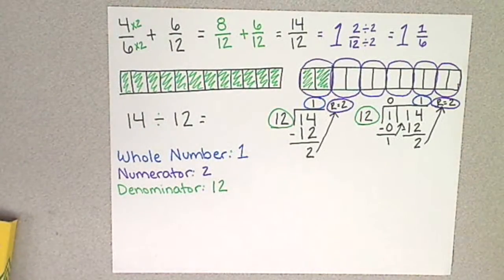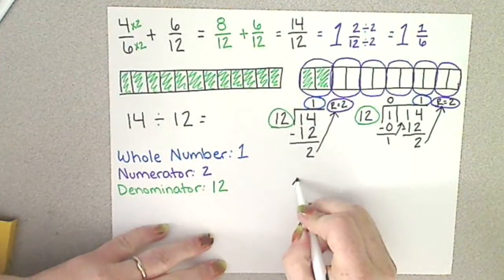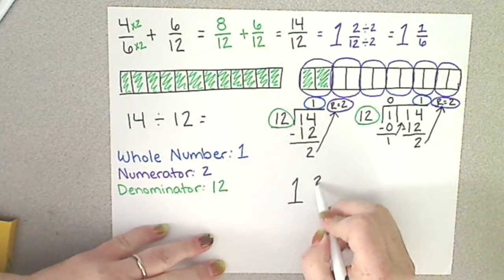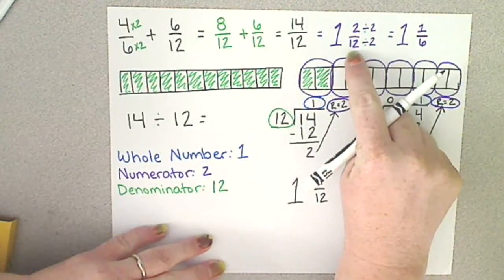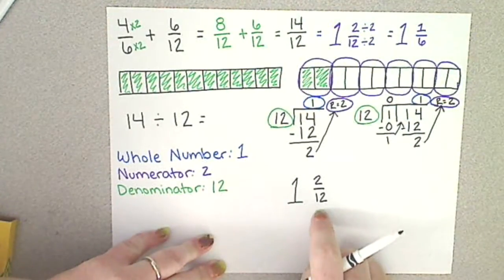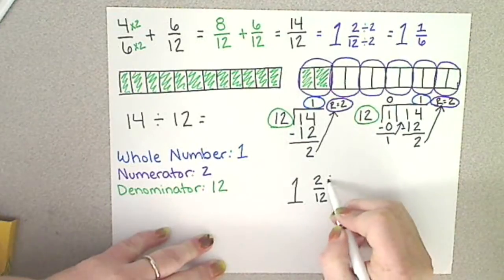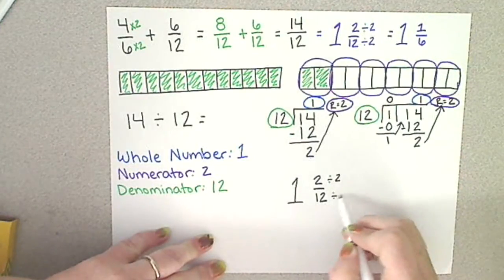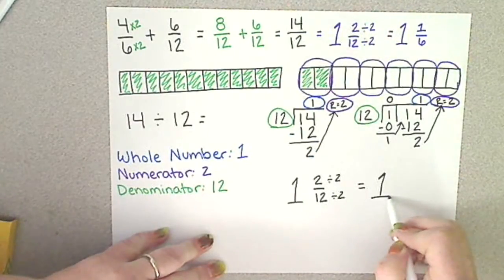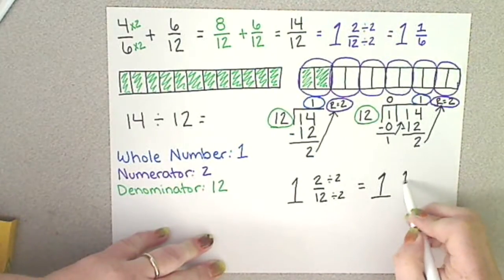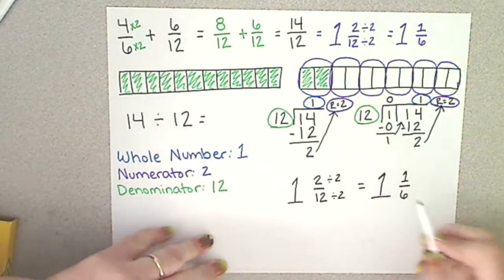And when we put all this together, we end up with 1 and 2 twelfths, which is what we ended up with at first here. And then we realized that we could simplify this even more. And we divided by 2 to equal 1 and 1/6.